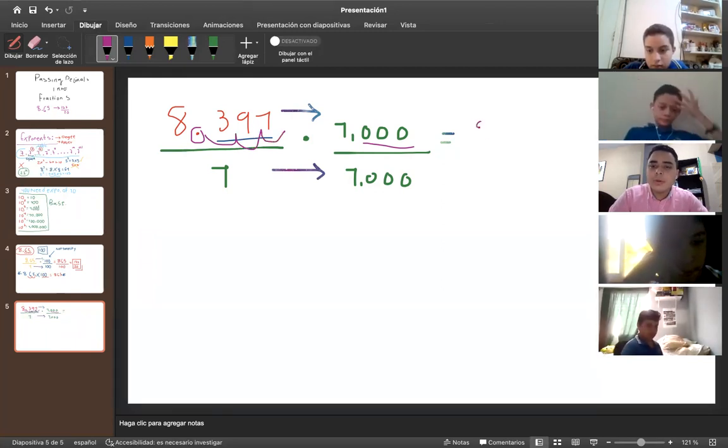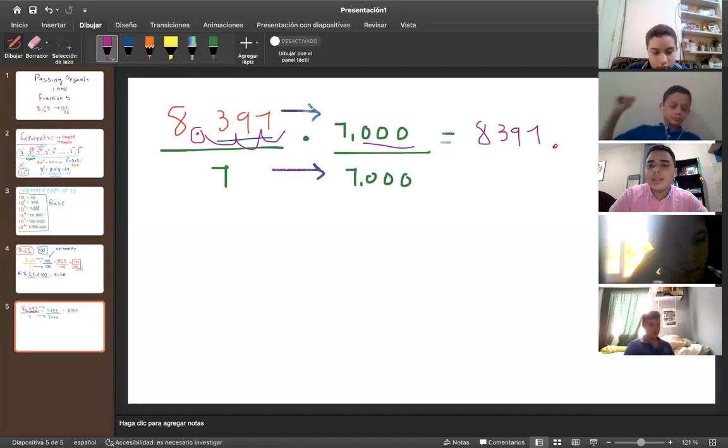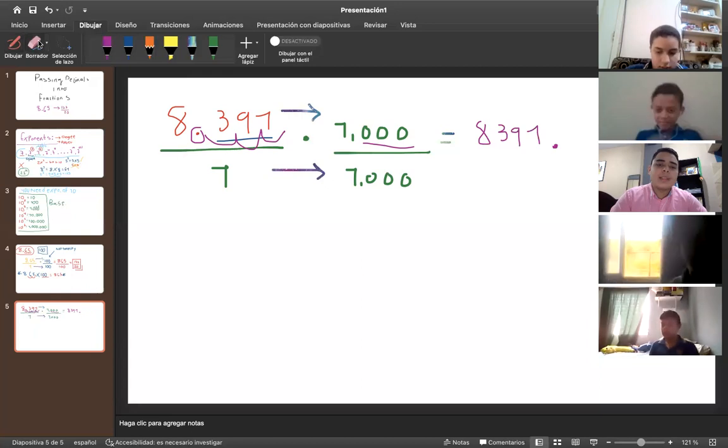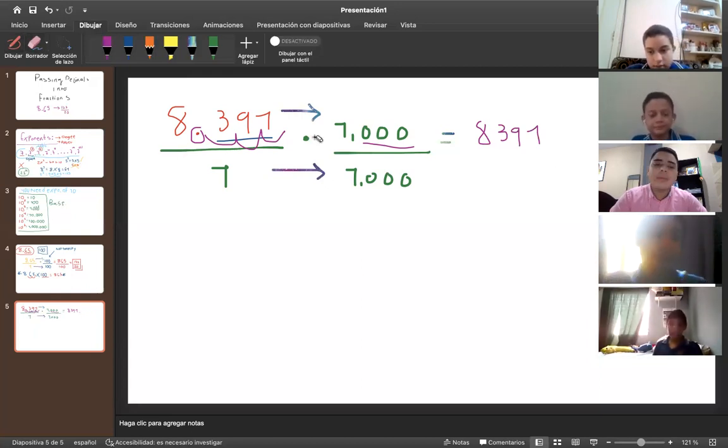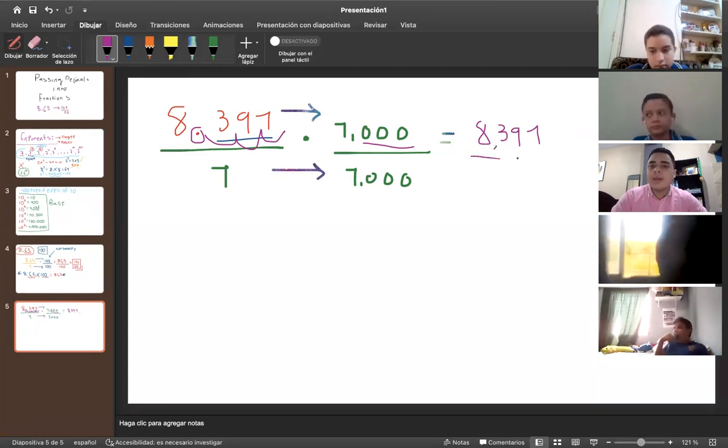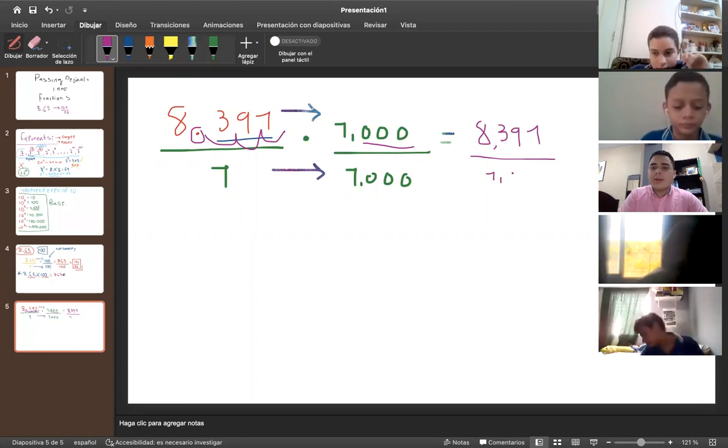So we have to put the decimal point at the end of the number. But remember, when we have a decimal point at the end, we don't have to write it. So we just write the number 8,391, divided by 1000 times 1, guys. Yes, divided by 1000.